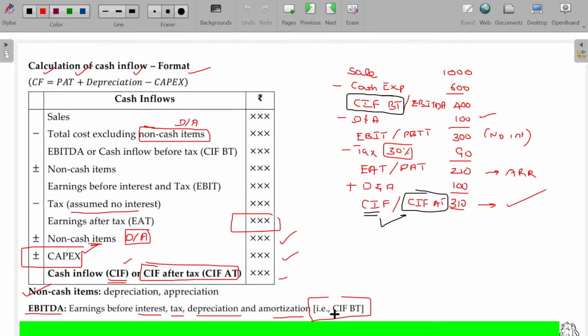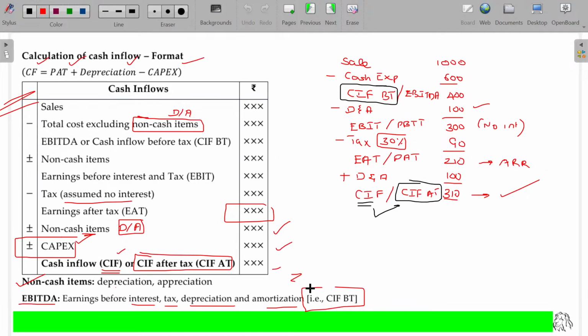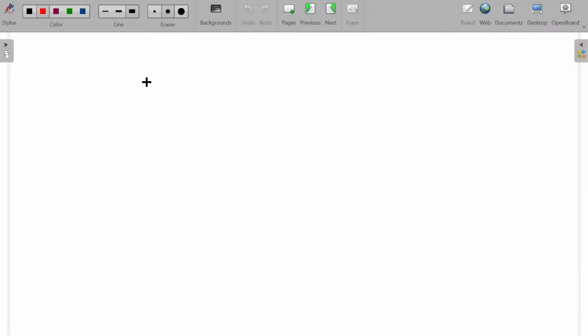Okay, this is another shortcut. Rather than this way, you can work out this one also. If you have been given the cash expenses, non-cash expenses, cash income, non-cash income and all, rather than working out the earlier format, you can use this format to get the answers straight away. See here, I'll just give one more illustration.